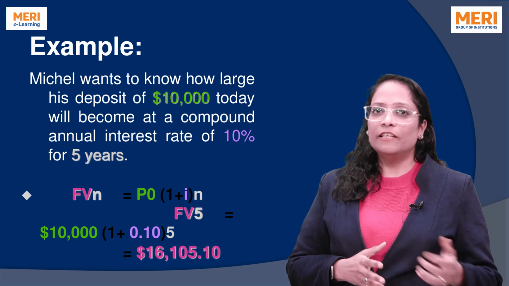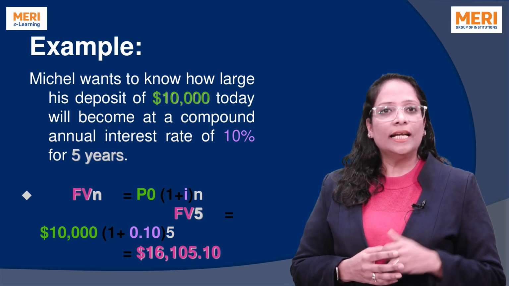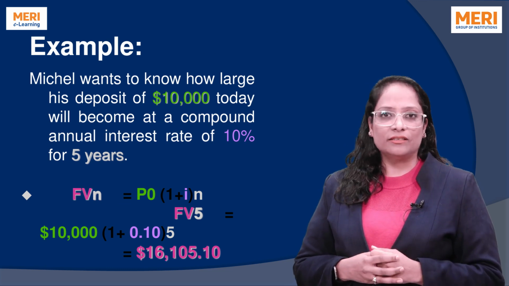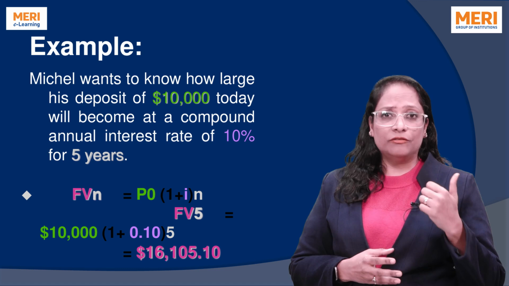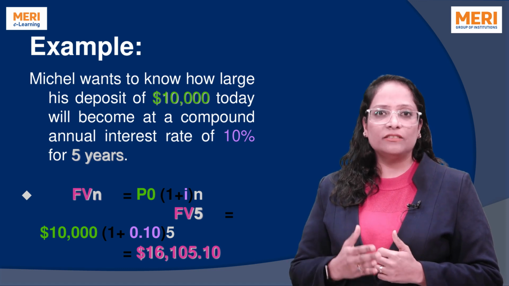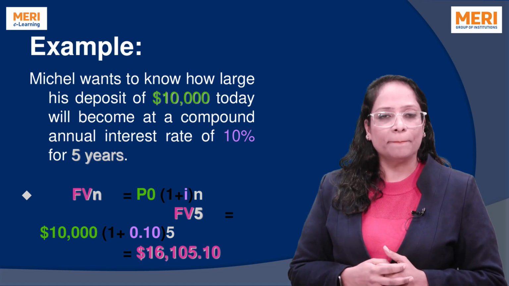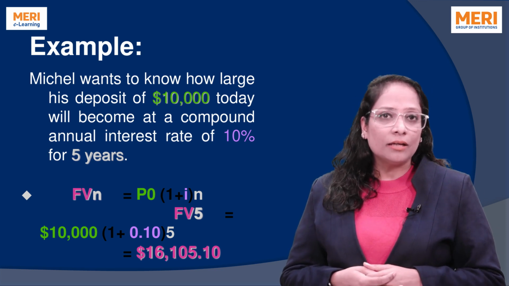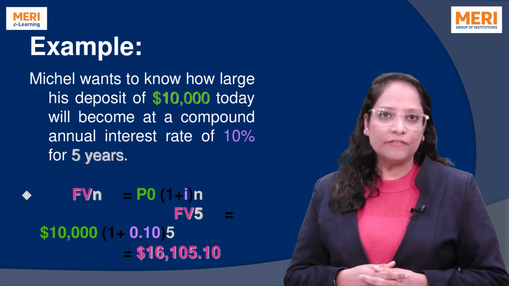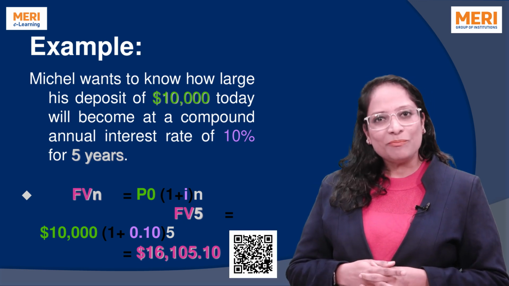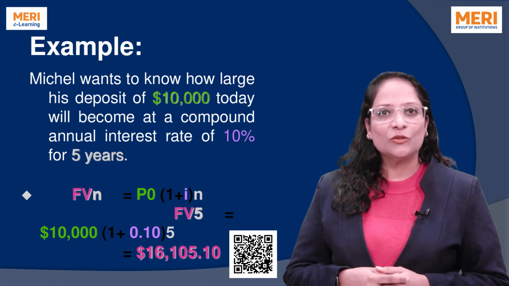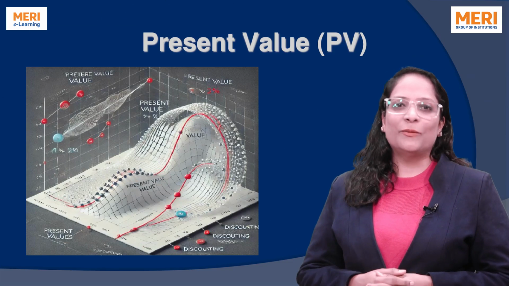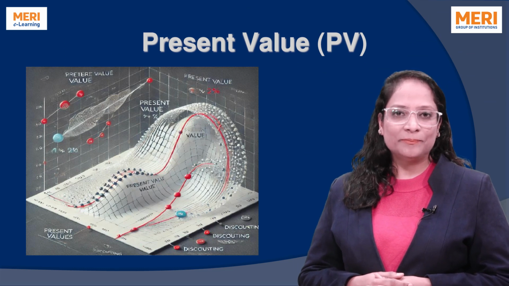For example, if Michael deposits $10,000 at a 10% compound interest rate for 5 years, the formula is future value is equal to present value into 1 plus i raised to the power n. Now, if we put $10,000 at the rate of 10% for 5 years, it will come out to $16,105.10. Using PVF tables or a calculator, you can also find this value quickly as per the link in the description given below. What is the present value in the previous question?